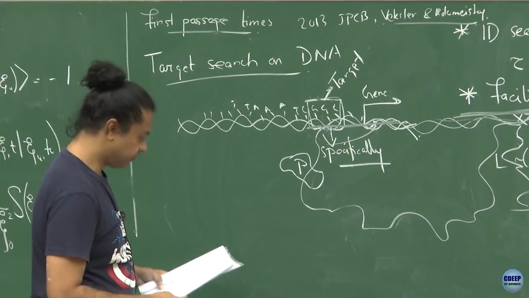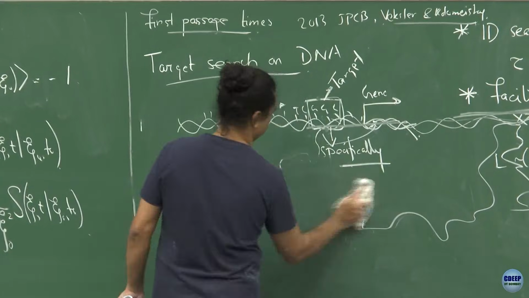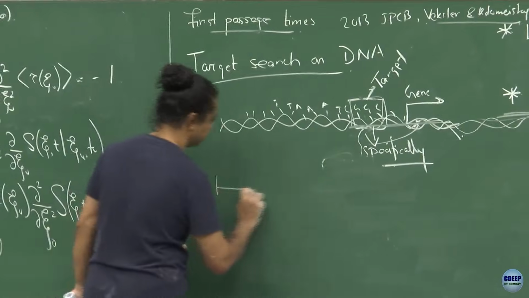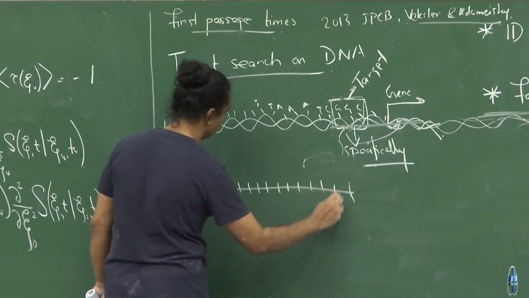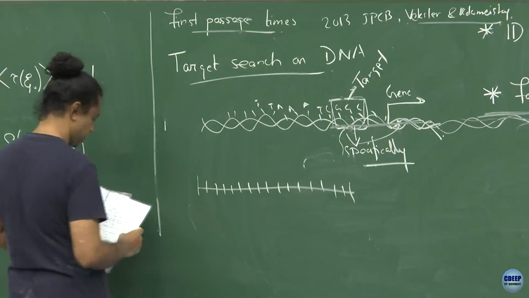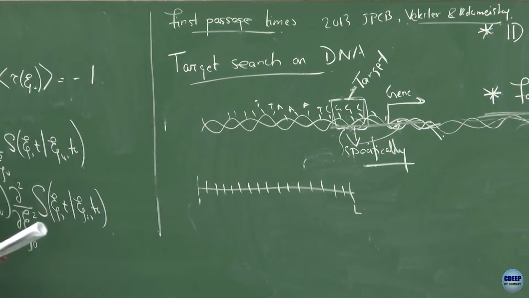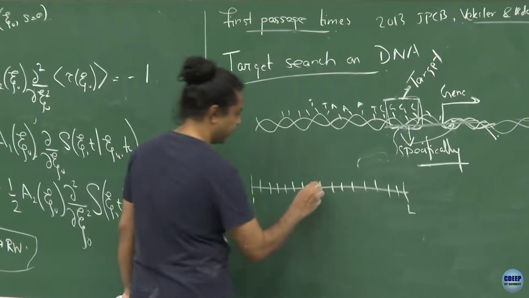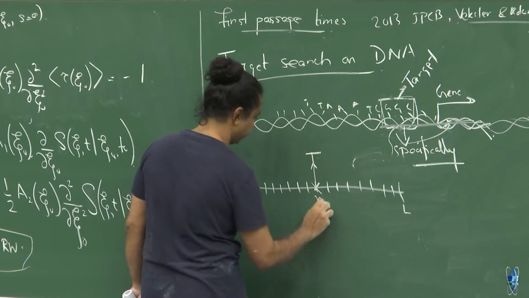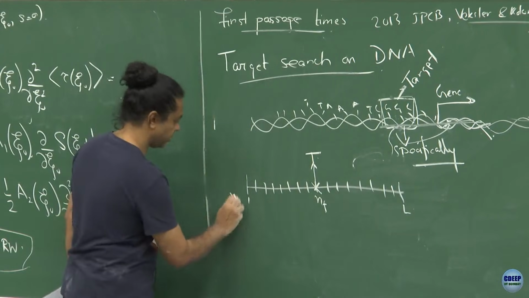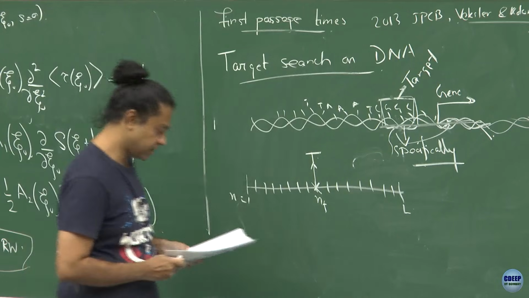Anyway, so this is the setup. Here is my DNA lattice. It's a discrete lattice. Each site is a nucleotide. Let us say I have n equal to 1 to L, so it's a lattice with L sites. Out of this, I designate one site as the target site, which I call n_f. So out of n equal to 1 to L, one site is the target site that I need to find.